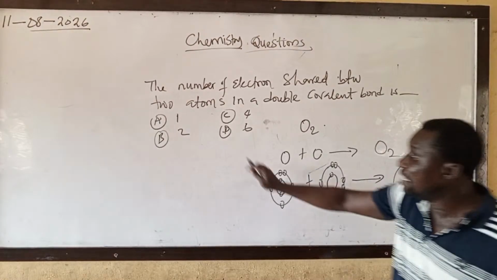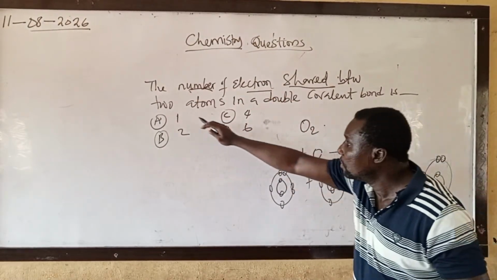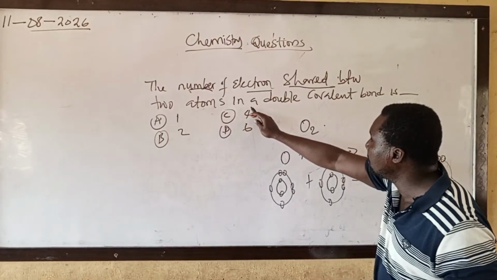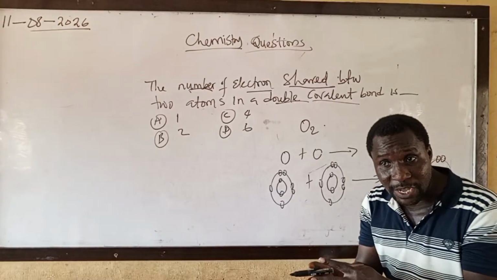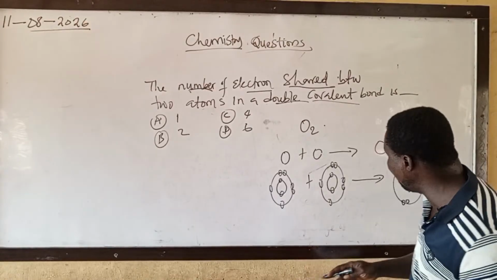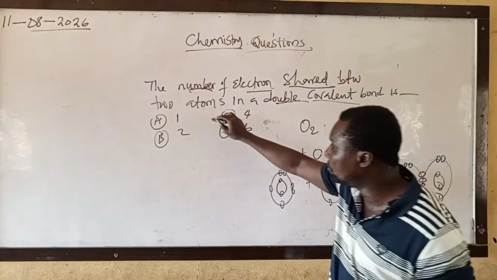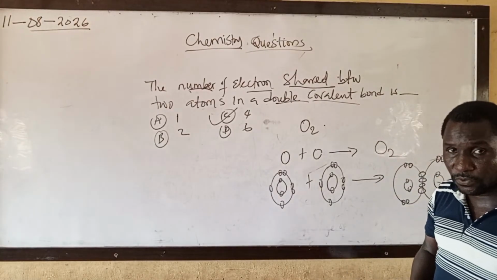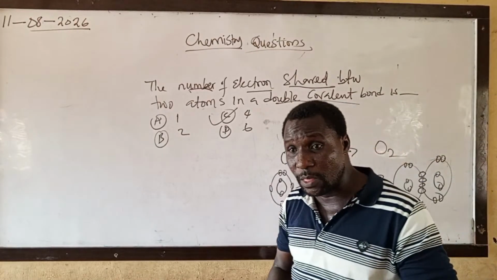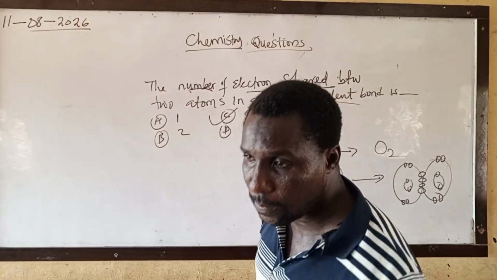Then the question says the number of electrons shared between 2 atoms in a double covalent bond. How many electrons are shared? 1, 2, 3, 4. That is 4 electrons shared in a double covalent bond. Take note.